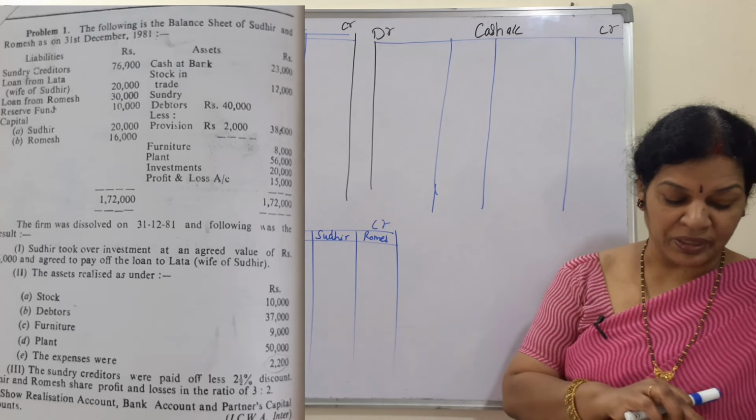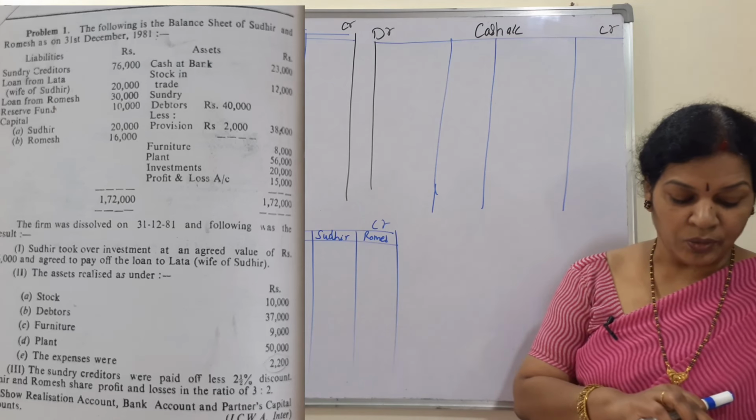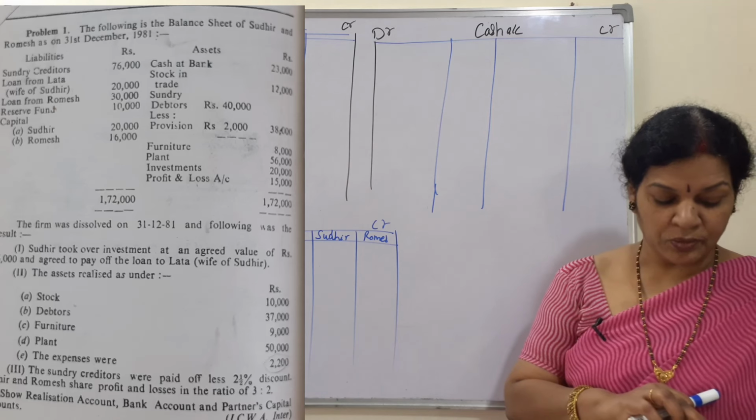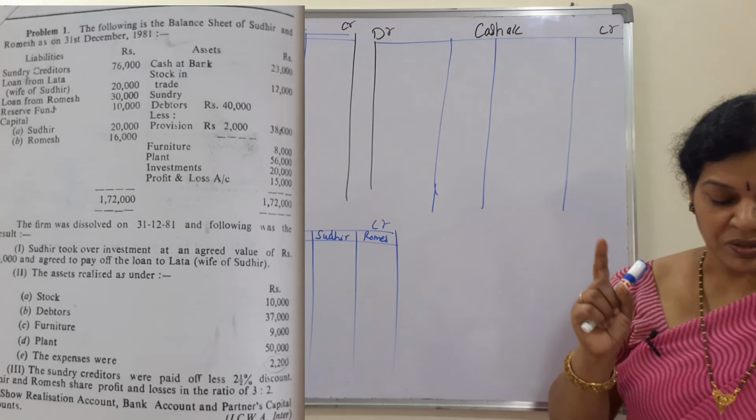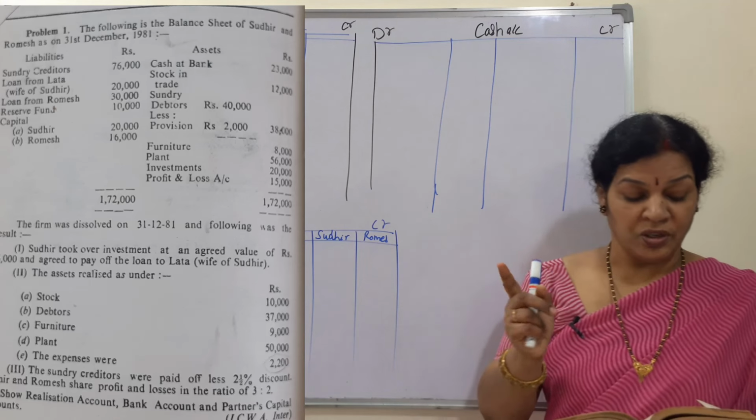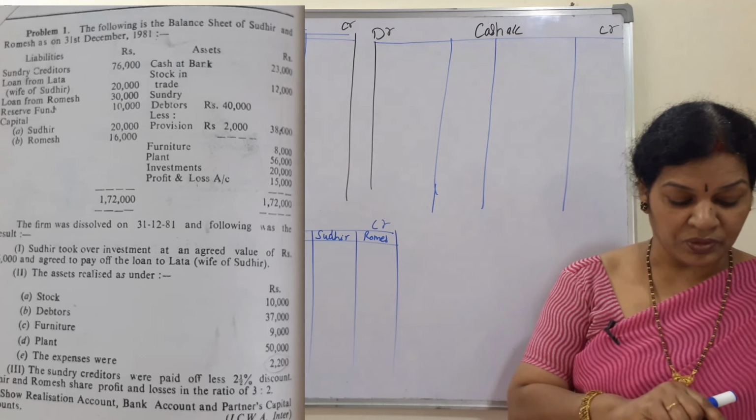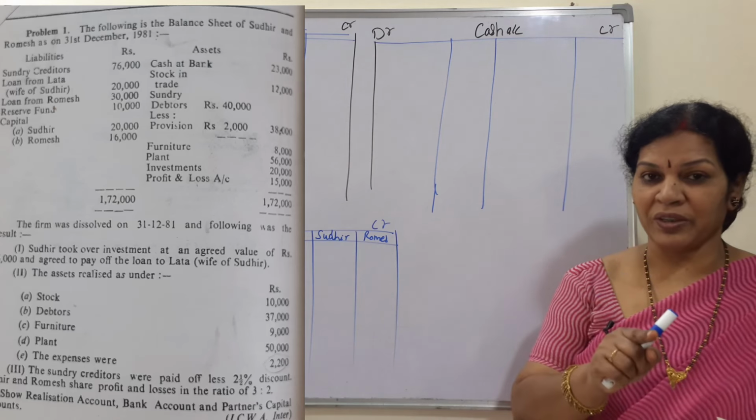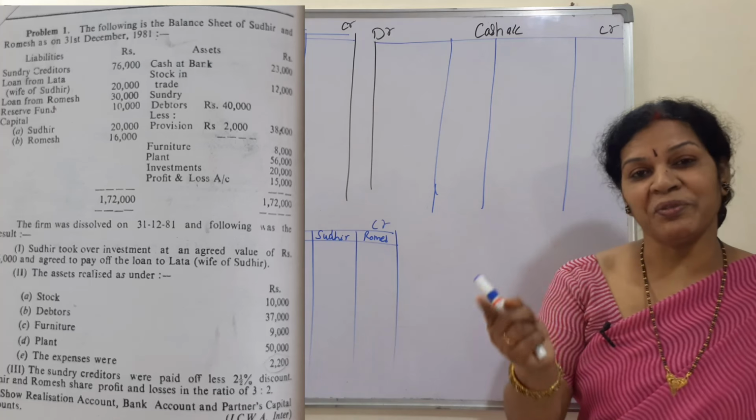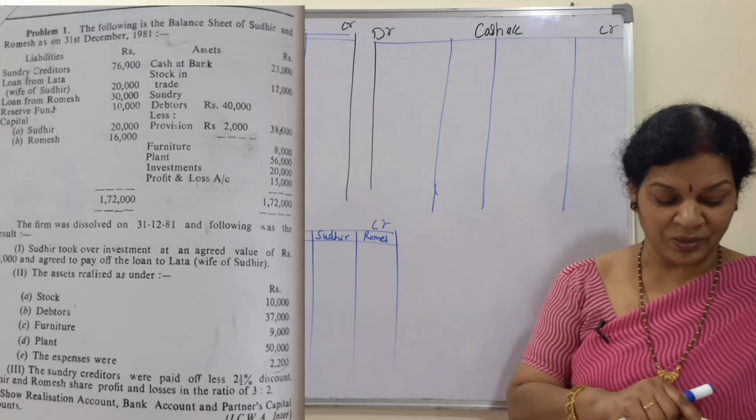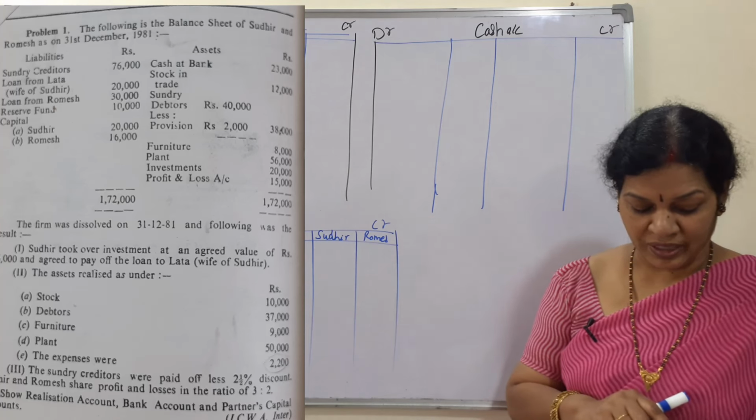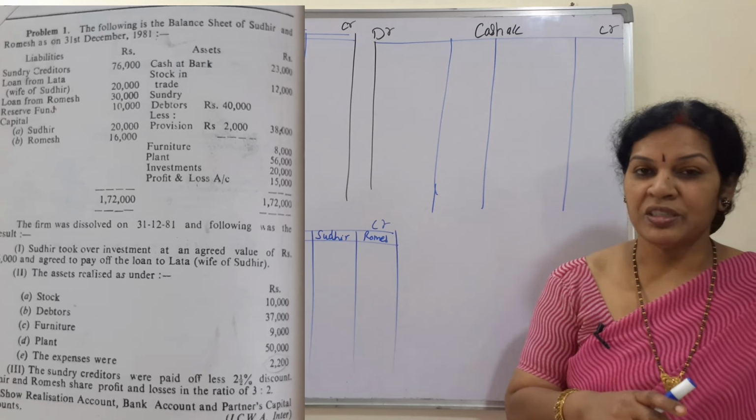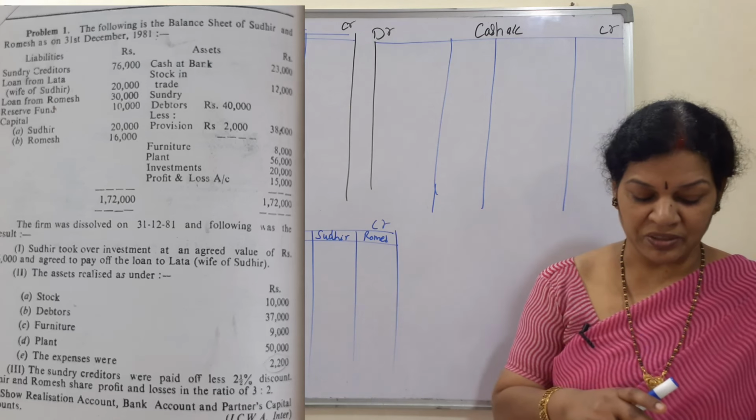Now on the liability side we have creditors, loan from Lata. Who is Lata? Wife of Sudhir. Who are the partners? Sudhir and Romesh. Loan from Lata, Sudhir's wife. Sudhir's wife has given a loan, so that is why they are saying loan from Lata. Loan from Romesh, reserve fund, capitals. Now if you see the balance sheet, whatever is given.